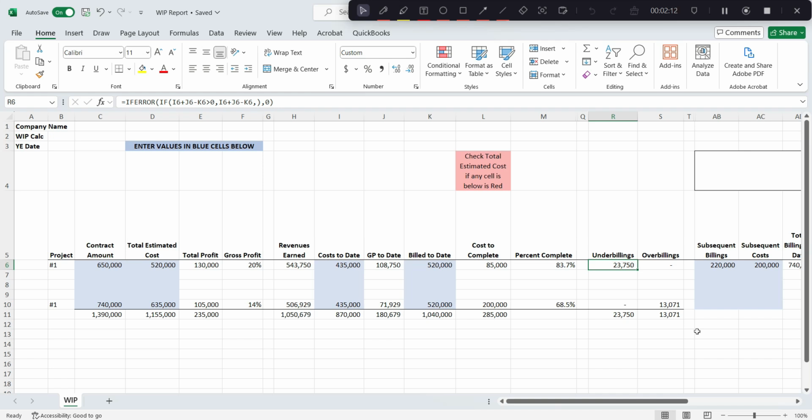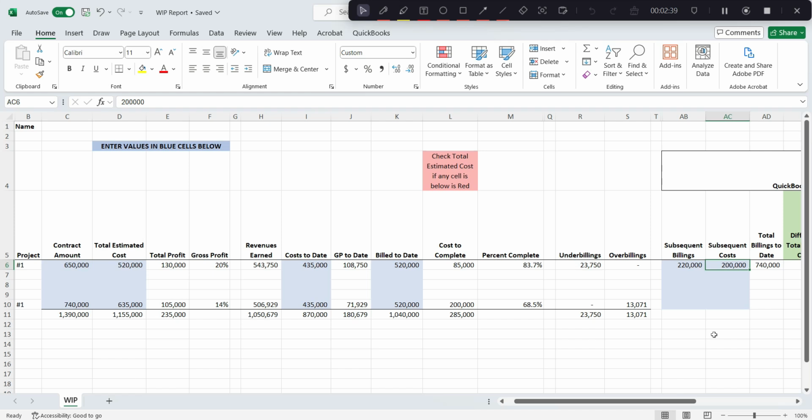Now, looking at the subsequent activity, we see subsequent billings of $220,000. Now, if you do the math quickly and you take your $220,000 plus your $520,000, you can see that it's more than the contract amount we had originally listed here. So this may have just been original estimates, and that's why there's a difference, but it's different.